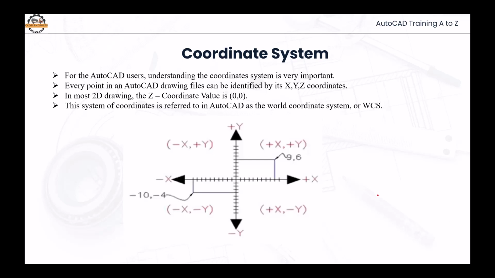In the first quadrant, X value and Y value will be positive. In the second quadrant, X will be negative and Y will be positive. In the third quadrant, X will be negative and Y will be negative. In the fourth quadrant, X will be positive and Y will be negative. When we're working with the coordinate system, it will help us to maintain the sign and take the values.